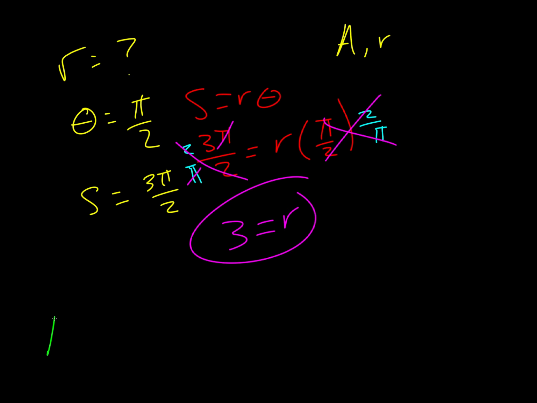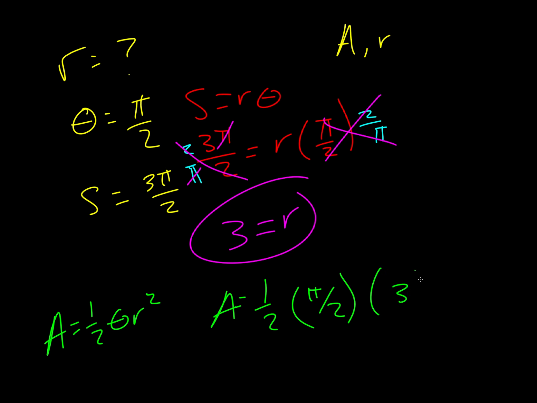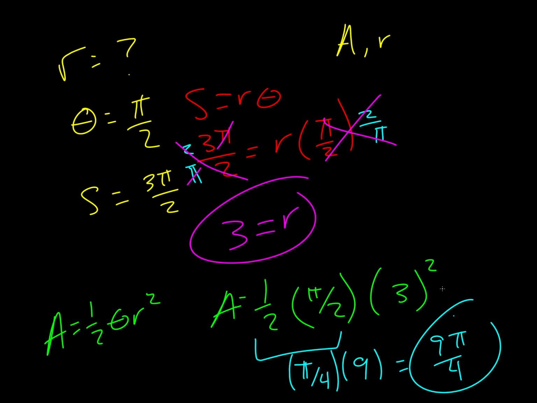Now to find the area, A is equal to 1/2 theta r squared. And so we get A is equal to 1/2 times theta, which is pi halves, times the radius squared, which is 3 squared. When we simplify this, we multiply these two, we get pi over 4. Square this, we get a 9. So that's 9 pi fourths. Once again, we can just leave it there, or you can change it into a decimal if you'd like. I think that's about it.